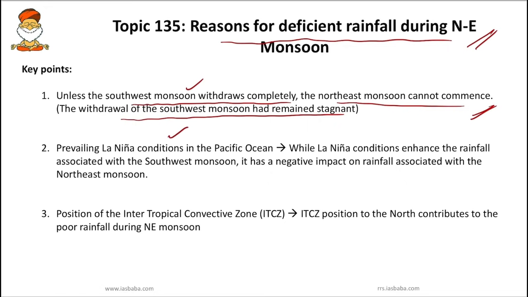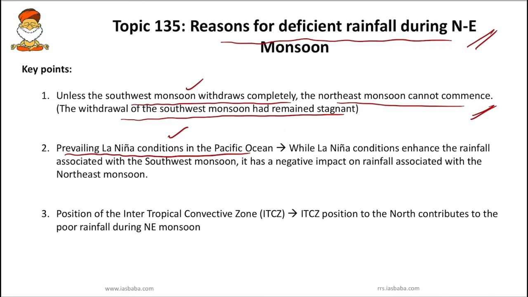The second important reason is the prevailing La Nina conditions in the Pacific Ocean. In our previous rapid revision series, I have covered the El Nino and La Nina phenomena and how they impact the Indian monsoon, so I won't deal much with them here. Just know that El Nino and La Nina play an important role in influencing global weather, that is winds, temperature and rainfall, and they have the ability to trigger extreme weather events like droughts, floods, even cyclones, etc.